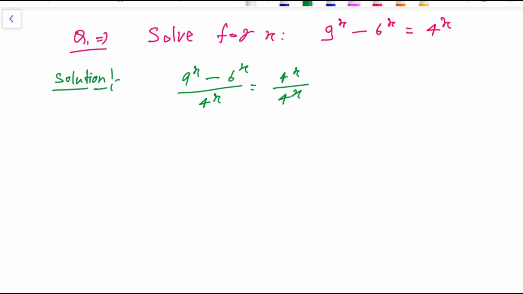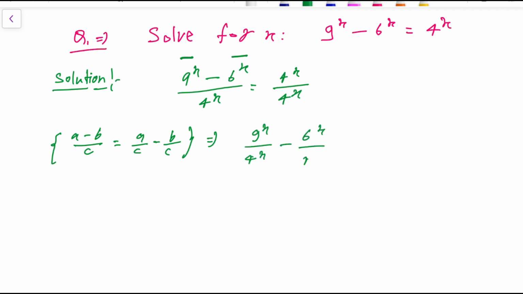So on the left hand side, this 4^x will be distributed between 9^x and 6^x. Like if we have any term (a - b) divided by c, that means c will be distributed between a and b, like a upon c minus b upon c. So after using this property, the left hand side becomes 9^x divided by 4^x minus 6^x divided by 4^x, and the right hand side becomes 1.